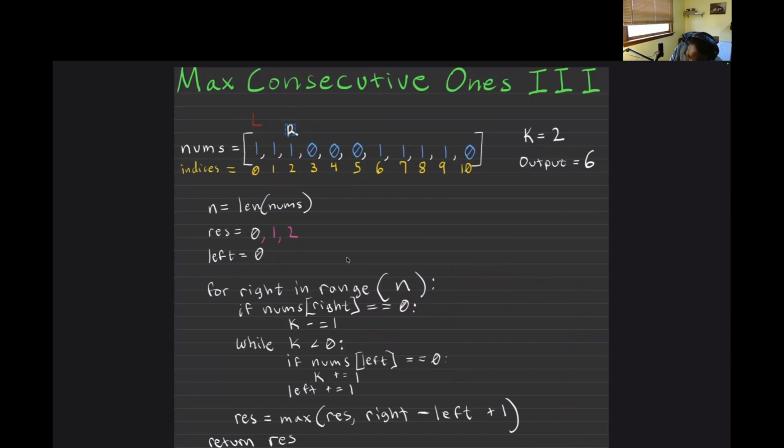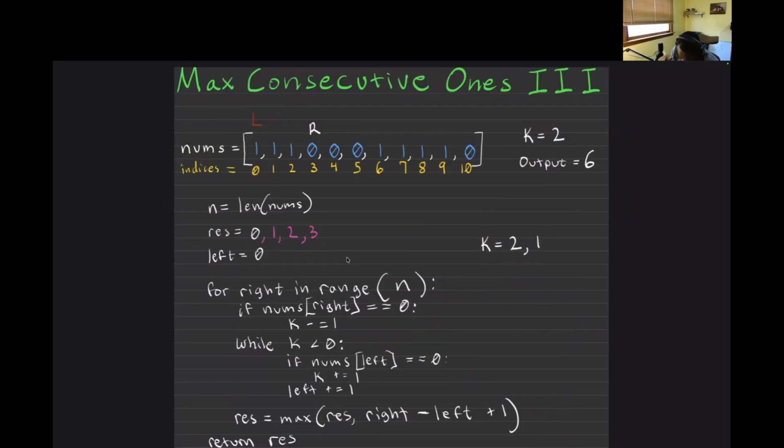We get here, still not these cases, but we're going to regardless do this case, right? Because of our indentation level. So res now becomes 3, okay? Then we get here, it gets a little bit more interesting. So nums of right is equal to 0, right? So k minus equals 1. So let me just bring this here. Okay, so k minus equals 1.